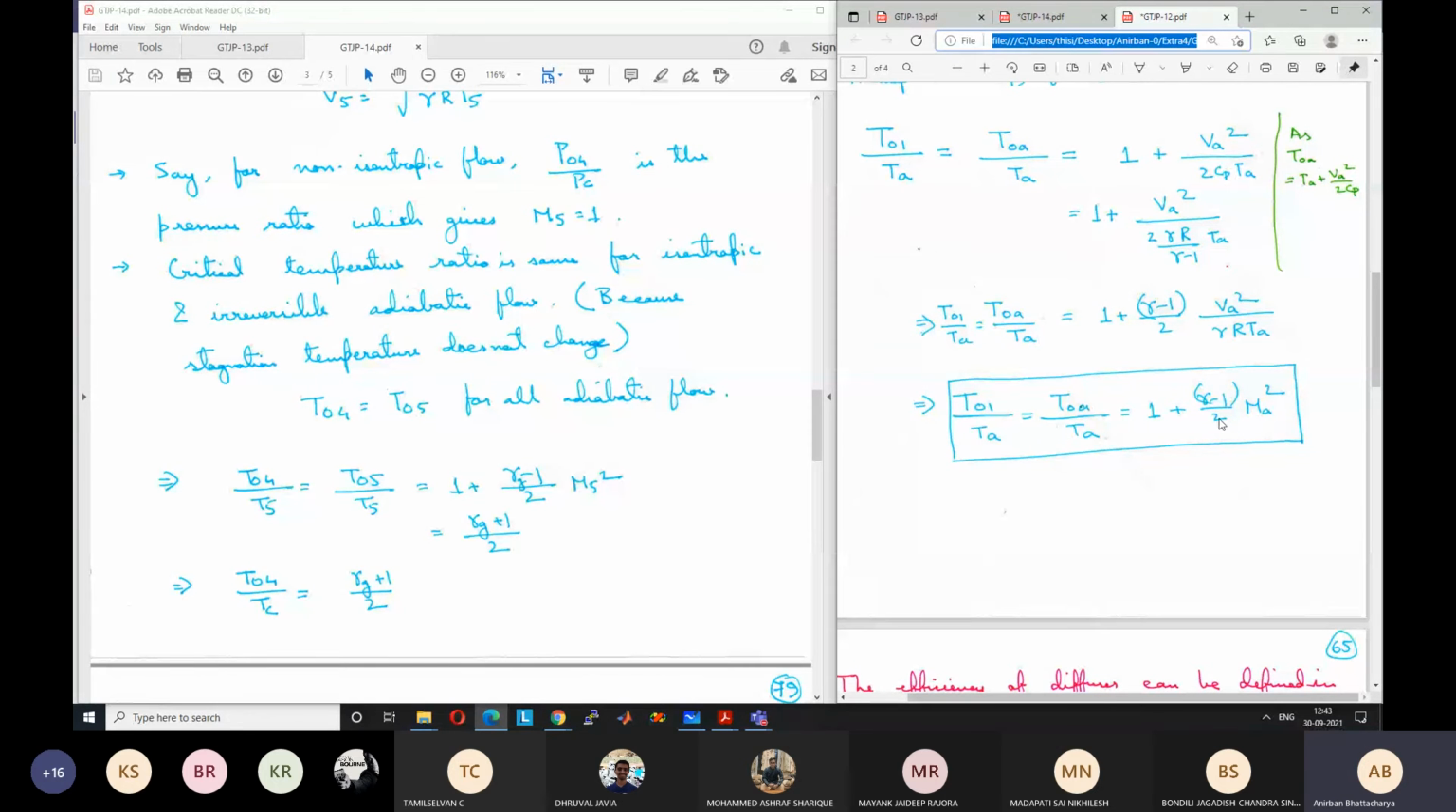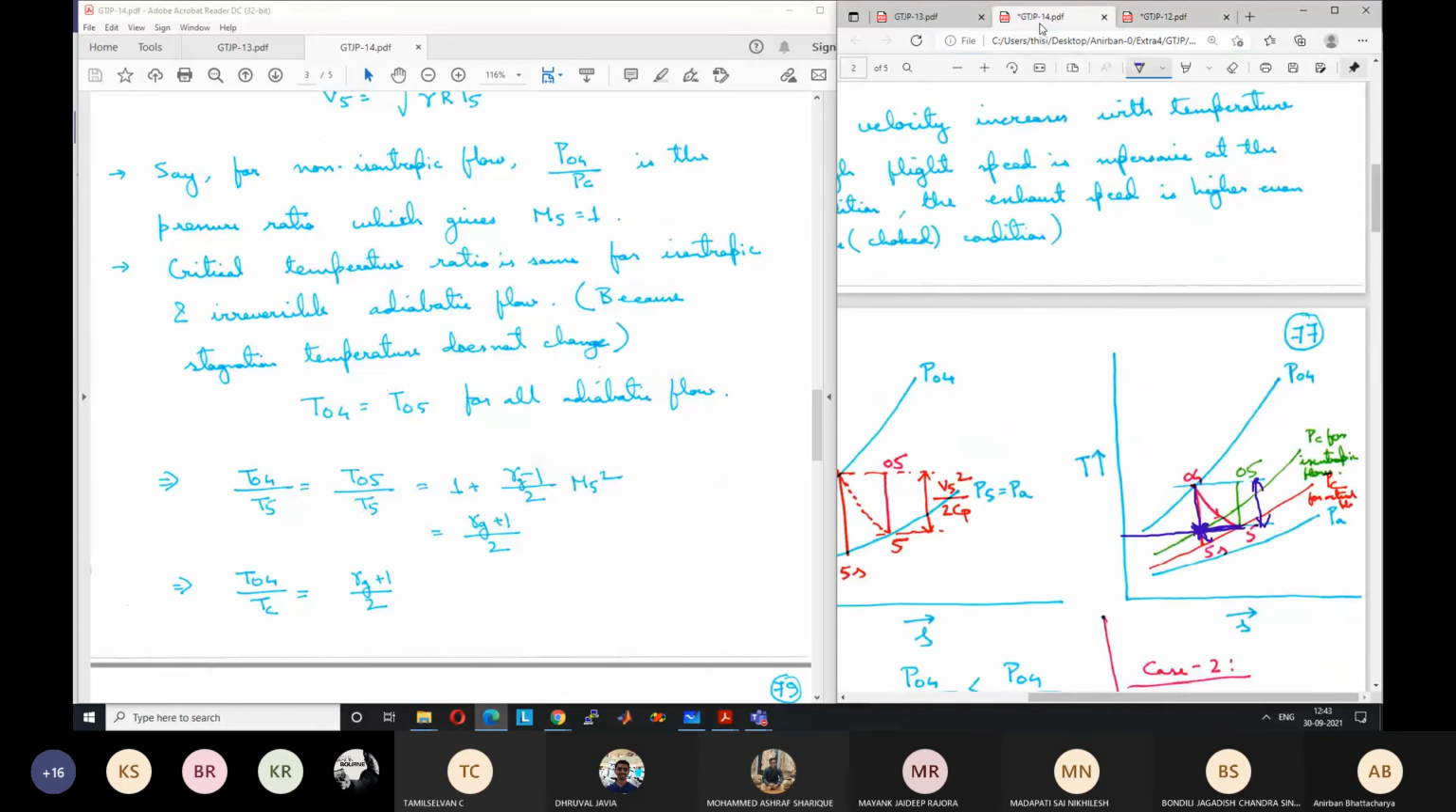Always for any isentropic or adiabatic flow, T0A by TA will be equal to 1 plus gamma minus 1 by 2 M square. Okay, let us come back to it. So in this case, T05 by T5 is 1 plus gamma minus 1 by 2, where gamma is the gamma of the gas, into Mach number square. It is valid for any portion of the nozzle, not only at the exit. For any portion of the nozzle, this relation is true.